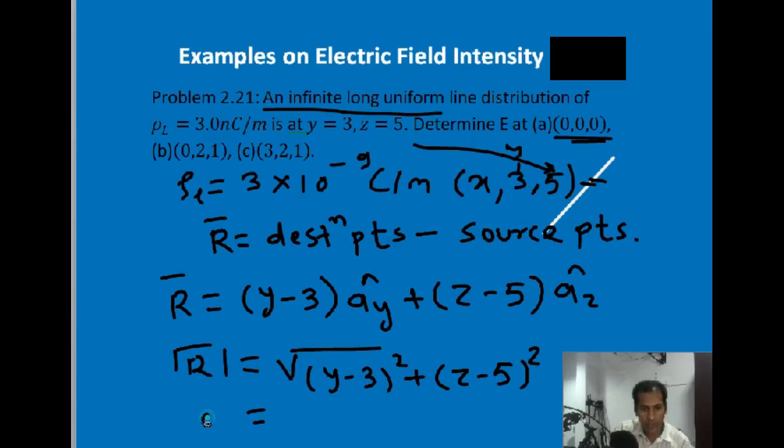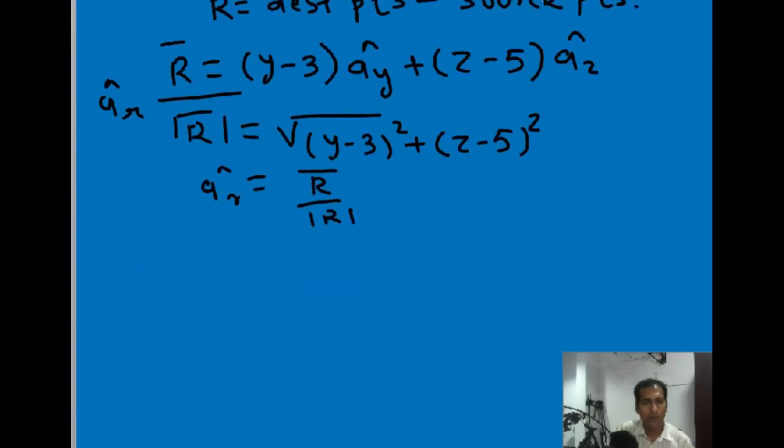So total AR cap. What is AR cap? AR cap is equal to R bar divided by mod of R bar. So this division is nothing but AR cap. Okay, so let us put it at one place. So we will take its division, this whole term we have to divide. Okay, so this is our numerator, this will be our denominator. We have to put this.